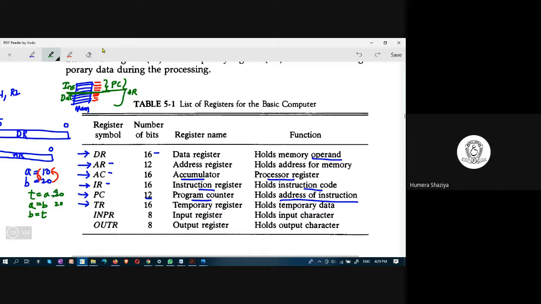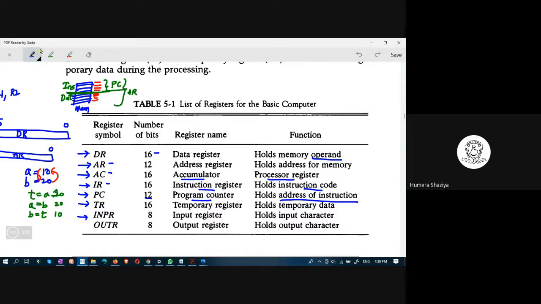Now A equal to B. Now 10 is erased, replaced by 20. But then 10 you are storing in T. So B equal to T means now B will get 10. So this is like swapping using a temporary variable. Such types of operations can be done by using a temporary register that holds the data temporarily.